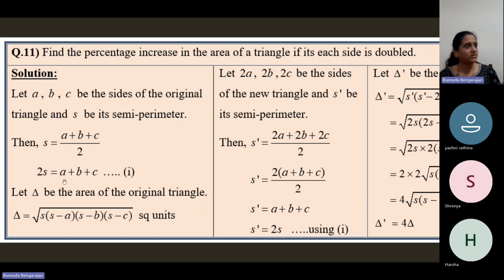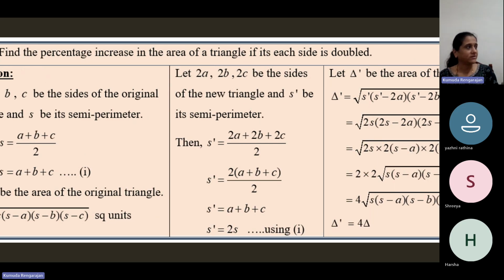Now, what's the area of the original triangle? It is square root of S into S minus A into S minus B into S minus C. This we have called delta. So when we say delta, it is the area of the original triangle. So what is delta? Delta is square root of S into S minus A into S minus B into S minus C. Okay. Now the sides are doubled, right?